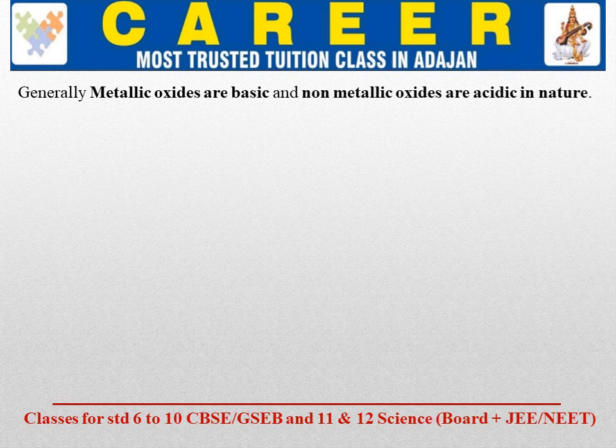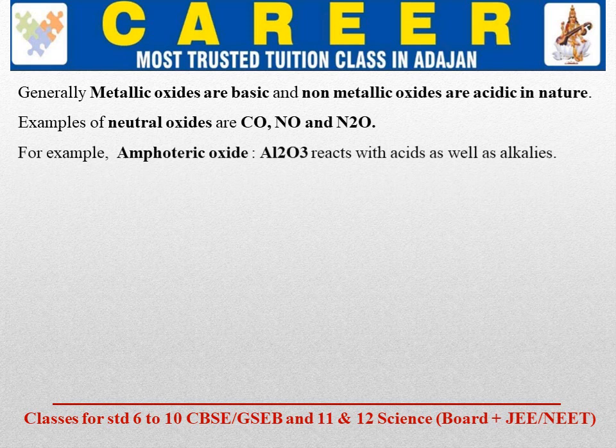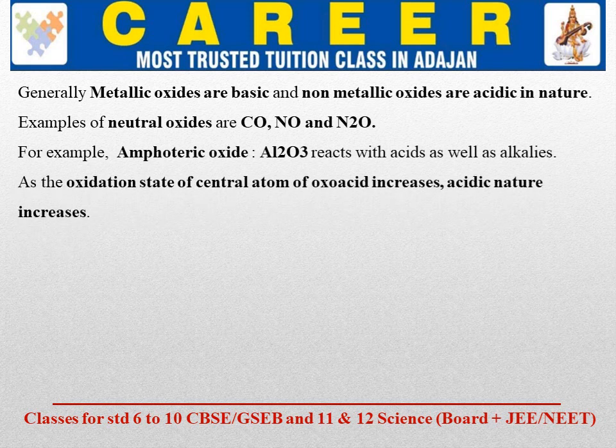Generally, metallic oxides are basic in nature and non-metallic oxides are acidic in nature. The neutral oxides like CO, NO and N2O are neutral in nature. Amphoteric oxide: aluminium oxide is amphoteric in nature. As the oxidation state of the central atom increases, the acidic nature increases.